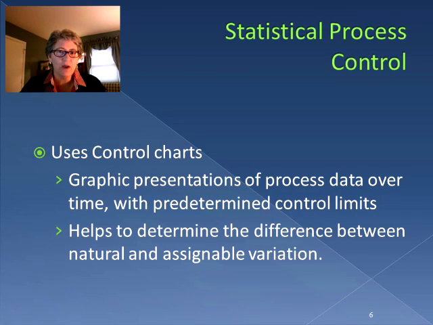In statistical process control, what we're trying to do is determine whether the variation is natural or due to some sort of cause that we then have to go and correct. We use control charts, which are a graphical presentation of data over time. We have predetermined control limits, so if a variation exceeds that control limit, there's a problem. If a variation goes below a lower level limit, there's a problem. But it's very easy to see on a graph.